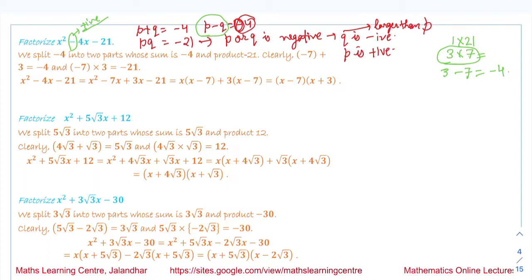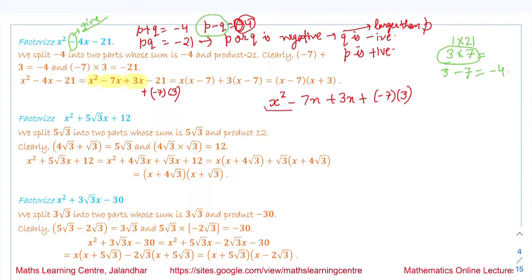So what we get from this is that we can write this term as x square minus 7x plus 3x, and now when we are talking about minus 21, we are writing it as minus 7 into 3. You can write it like x square minus 7x plus 3x minus 7 into 3.